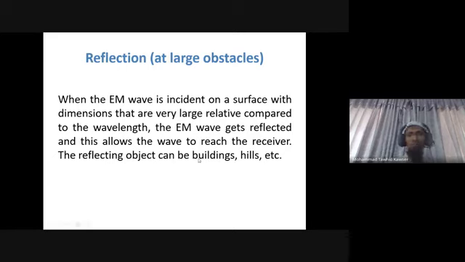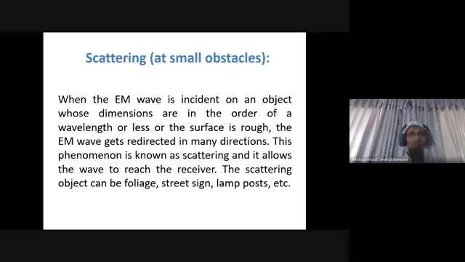Then scattering. If you consider leaves of the trees, these are scattering power, or dispersing the electromagnetic wave in many different directions. Or if you have a surface which is rough, not smooth, then the signal when it is incident on the surface will be scattered, dispersed in many different directions. Small signals will be just coming out from the surface in many different directions. That's called scattering, a little different from reflection. So the scattering object can be foliage, leaves of the trees, the street sign, lamppost, etc. But it can still help you to reach the receiver. Some amount of power can get to the receiver.